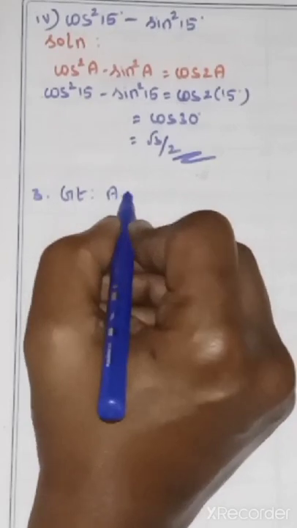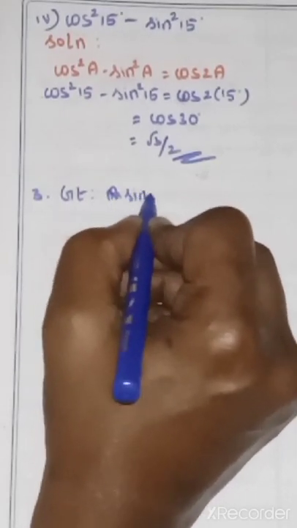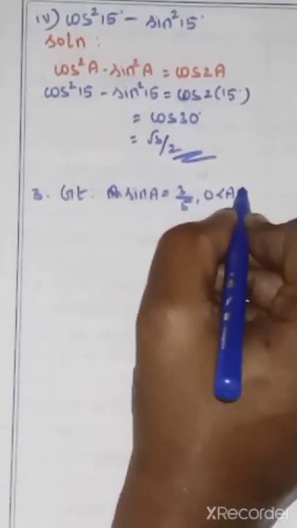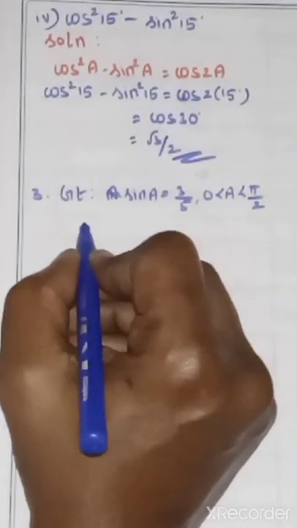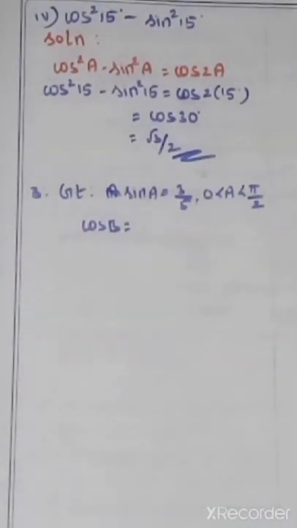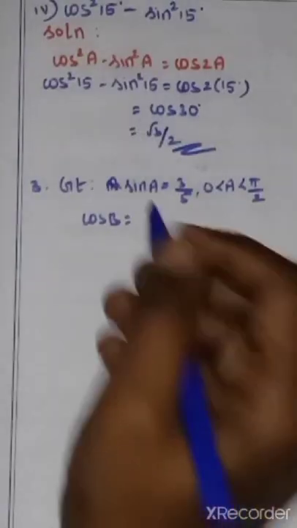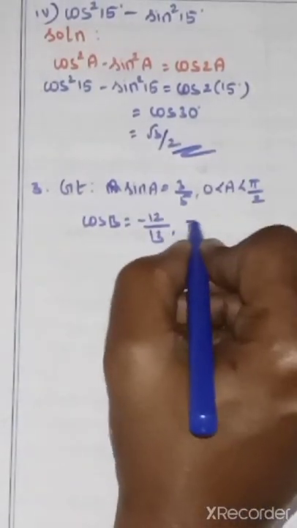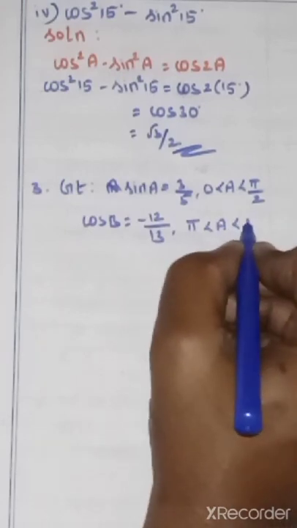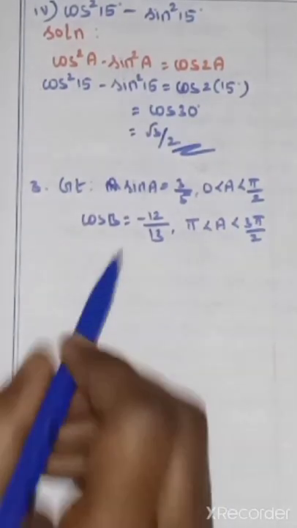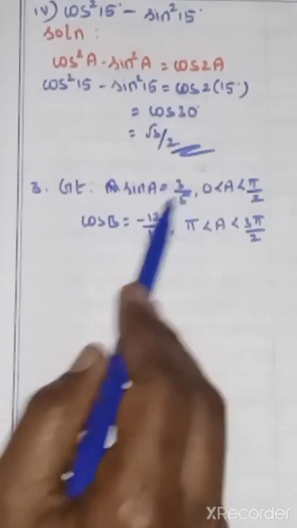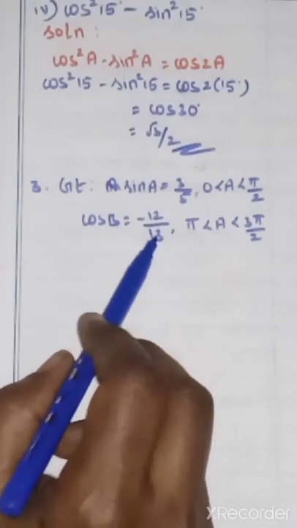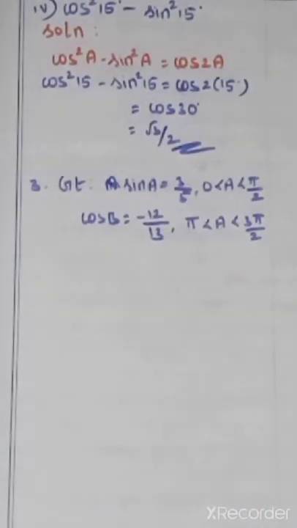If sin A equals 3 by 5, where 0 is less than A less than pi by 2, and cos B equals minus 12 by 13, where pi is less than B less than 3 pi by 2. This is given. The sin A value is 3 by 5, and the cos B value is minus 12 by 13. So we want to find out some 3 subdivisions.